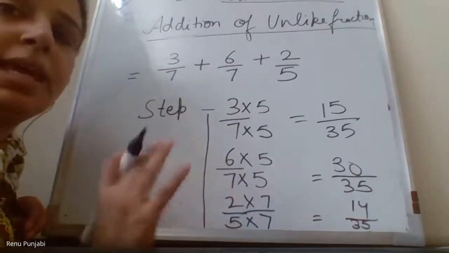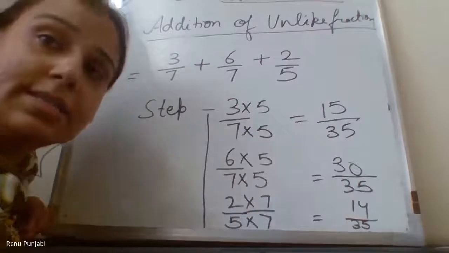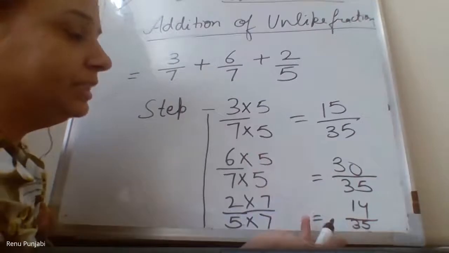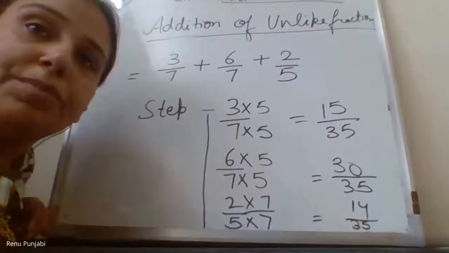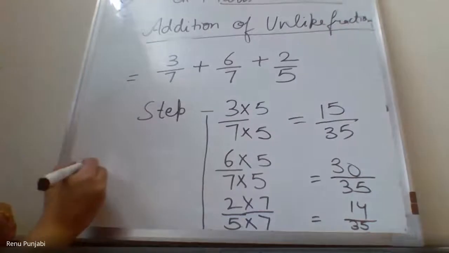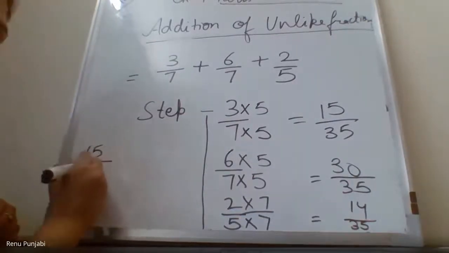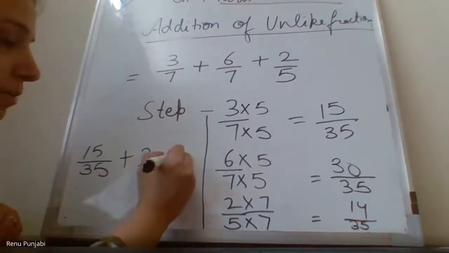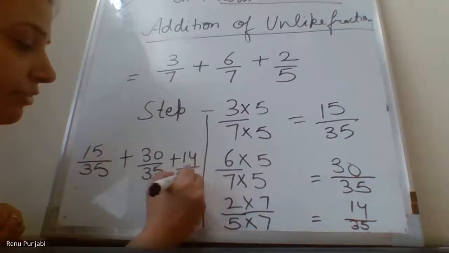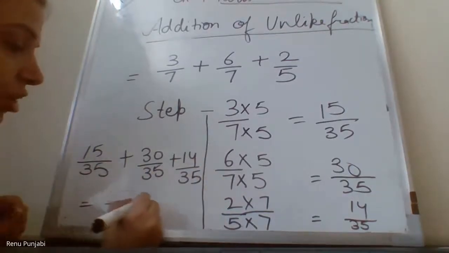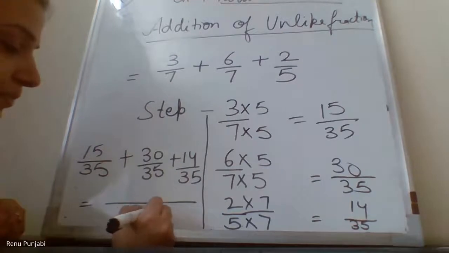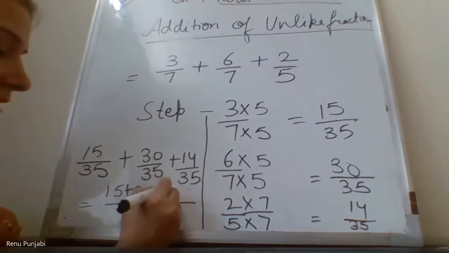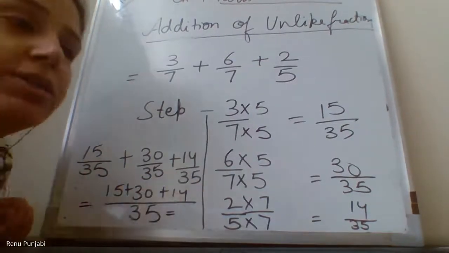So our main thing here is to get the denominator the same, which we have taken from the LCM. Now after getting the denominator the same and multiplying the numerator and denominator with the same number, we got the fractions 15 upon 35 plus 30 upon 35 plus 14 upon 35. Take the common denominator 35. Add the numerators 15 plus 30 plus 14 and tell me the answer in the chat box.